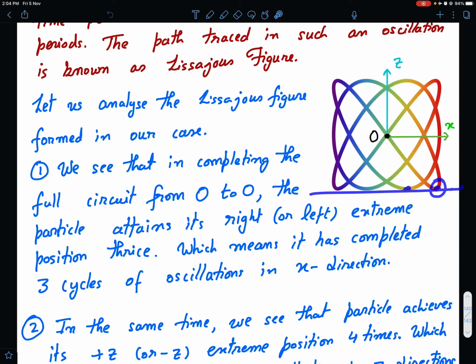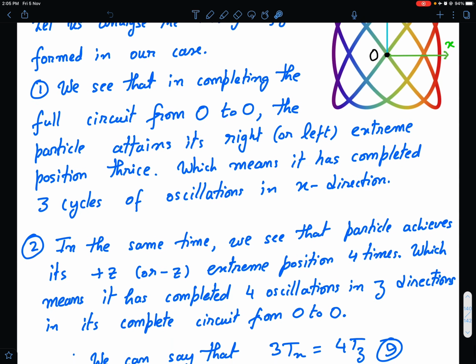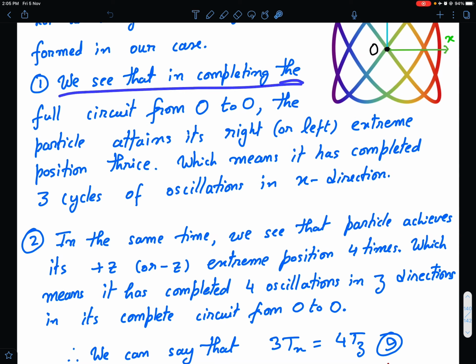So if we look at the z direction, how many times does it reach any of the extremes? See, it reaches the extreme once, twice, thrice, and 4 times. So in the complete circuit, it reaches its extreme positions 4 times. That means that if we call the time period in the z direction Tz, 4 Tz have completed in the complete circuit. Okay, so that's what I have written.